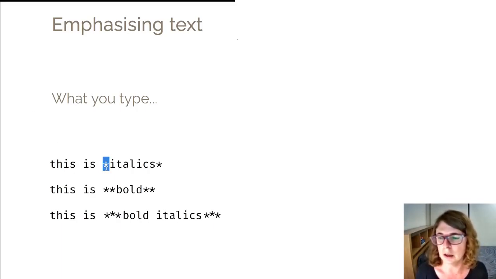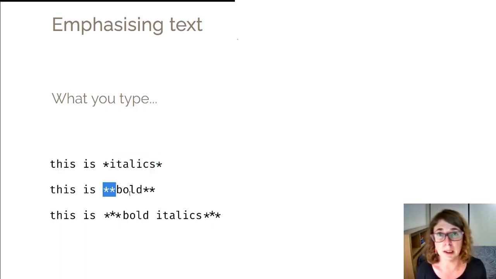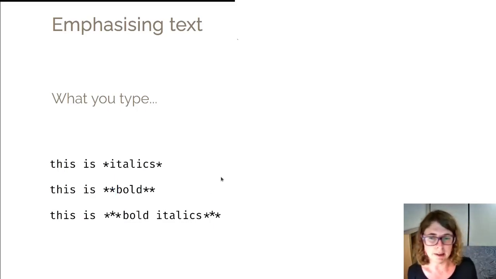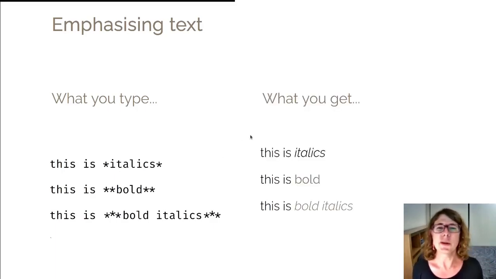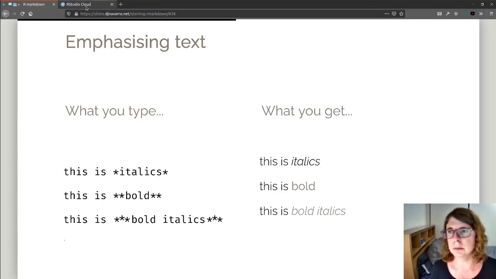So text that is surrounded by an asterisk on either side will end up being italicized. If you've got 2 asterisks, it becomes bold. If it's 3, then you get bold and italics. So in this particular theme, the one that is being used by my slides, this is what the output looks like. So you can see, yep, italics, bold, and bold italics. All right, let's go back over to our document and try it ourselves.